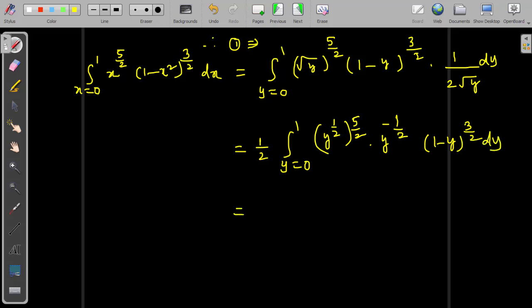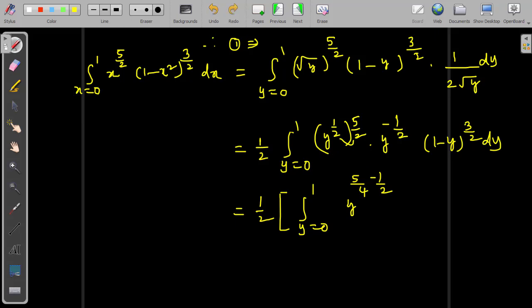So after that this could be equal to half times the integral of y from 0 to 1. This is the same as y power. Here if you multiply denominators, it's 5 by 4. So which means 5 by 4 minus 1 by 2, because if you look here the bases are equal, so we add the powers.